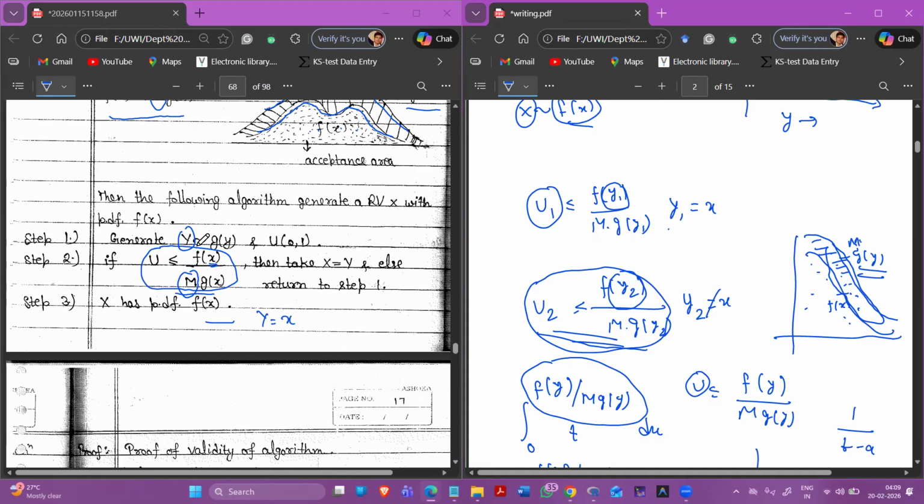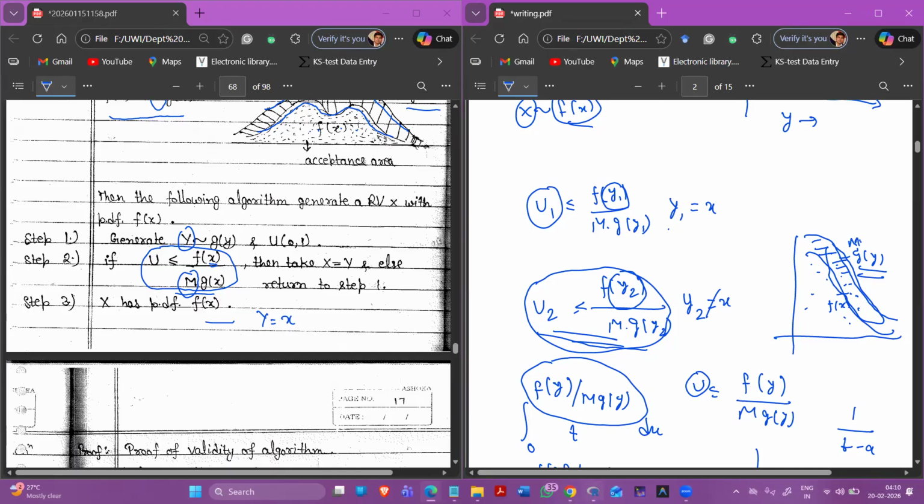Y is definitely going to be generated from g(y), so there is no contradiction there. Also u is generated from the uniform, so there is no complexity, but this condition we need to satisfy. If this condition is not satisfied, the code should go again and generate y from g(y) and u from the uniform, and check again if the condition is fulfilled. Then I will keep the value of x, otherwise it should go back to the initial stage and generate the values of y from g(y) and u from the uniform.